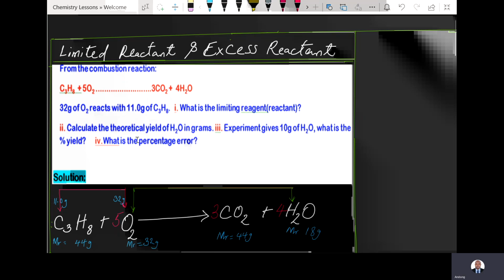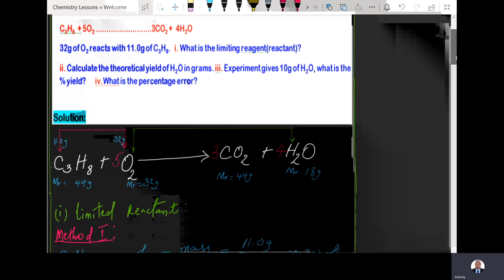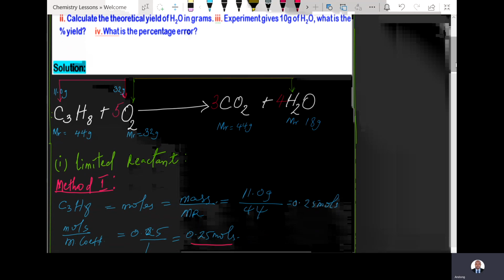2. Calculate the theoretical yield of the water in grams. 3. Experimental yield gives 100 grams of water. What is the percentage yield? In this reaction, the first thing is a balanced equation, which was given. We have here 11 grams of propane reacting with 32 grams of oxygen to produce carbon dioxide and water.